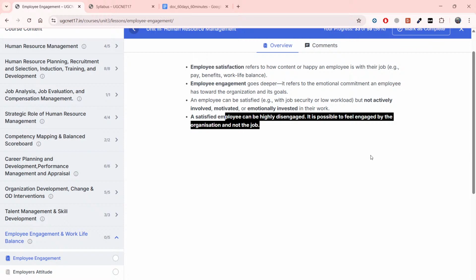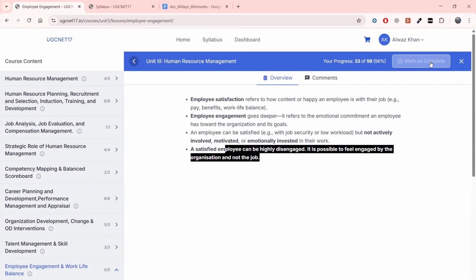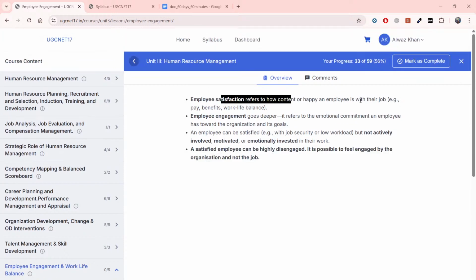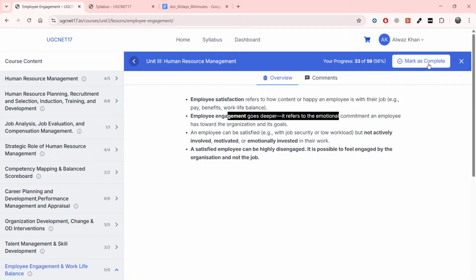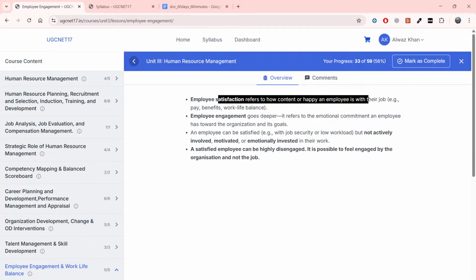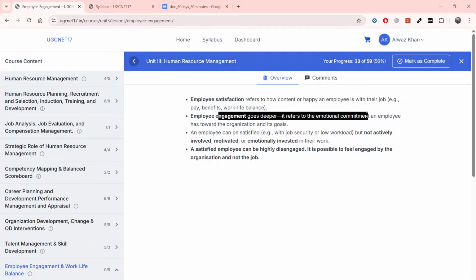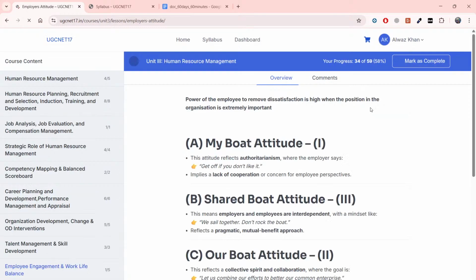This could happen. There is a key distinction between satisfaction and engagement. Satisfaction is with respect to the job. Engagement, employee engagement, is with respect to the goals of the organization.